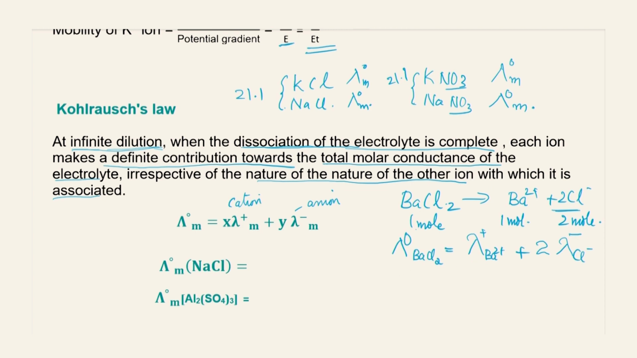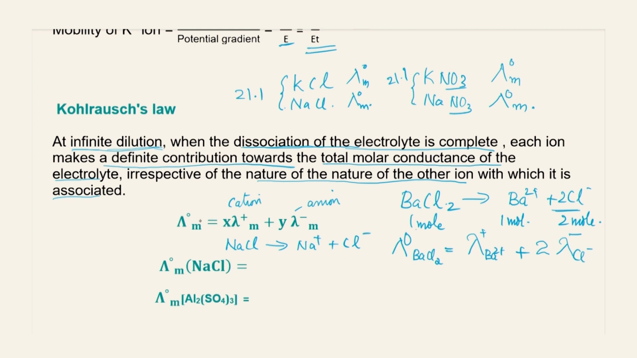So, here that is what they have shown as x into, that is, if we are having x moles of cations, it has to be multiplied by the ionic conductance of the cation, plus y moles multiplied by the ionic conductance of the anion. Okay. Now, let us see how you will write the expression in terms of Kohlrausch's law for sodium chloride. Sodium chloride, as we all know, dissociates as Na plus and Cl minus, each 1 mole. So, that will be equal to.